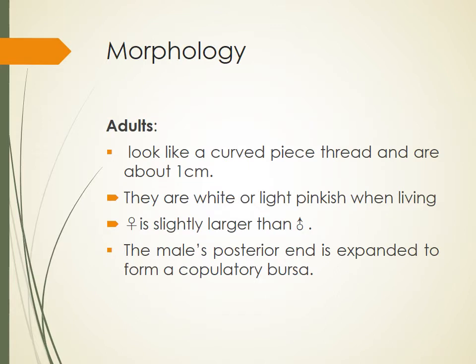If we see the morphology, as we have already discussed, it looks like a piece of thread but curved, looking like a hook of around 1 centimeter. They are light pinkish when living because they are sucking blood, which gives that characteristic color to the worm. Like other intestinal nematodes, the female is slightly larger than the male, and the male's posterior end is expanded to form a copulatory bursa.